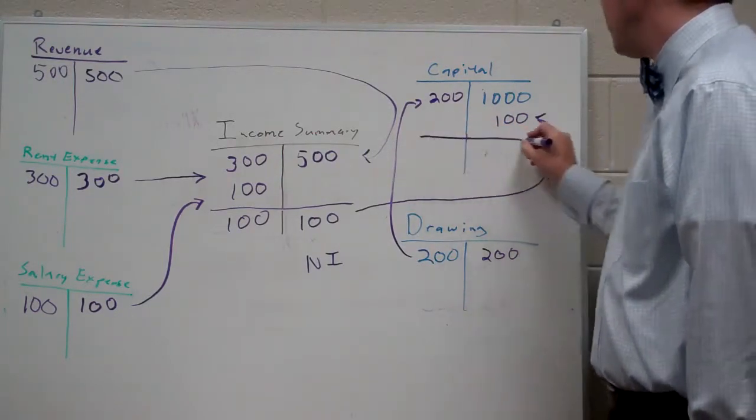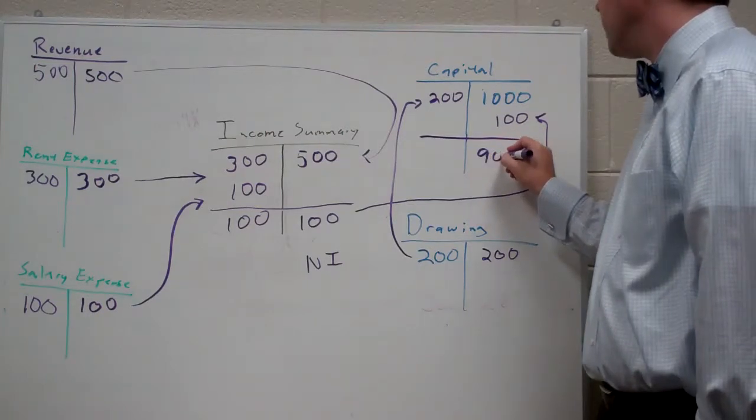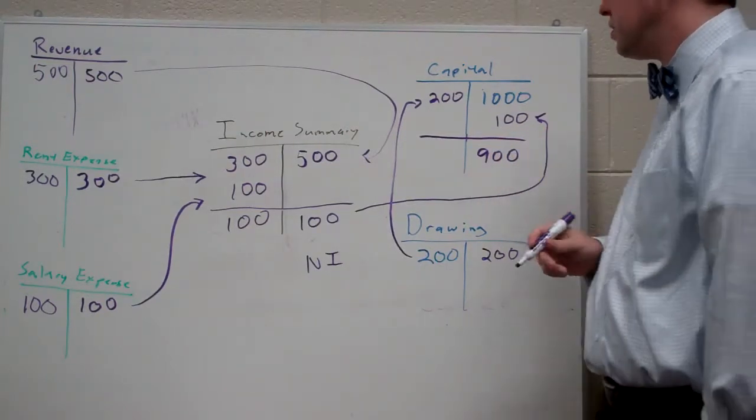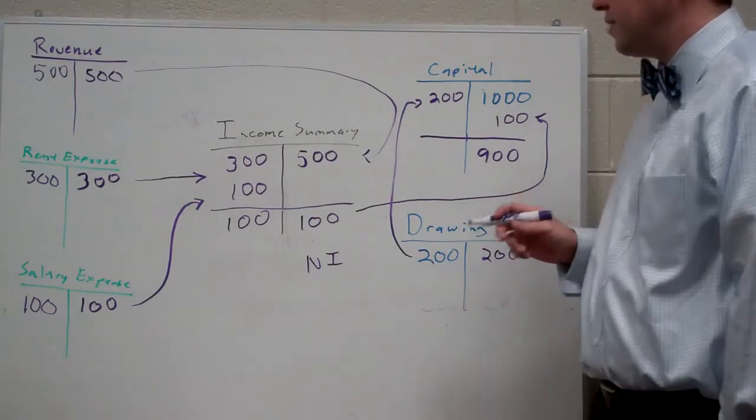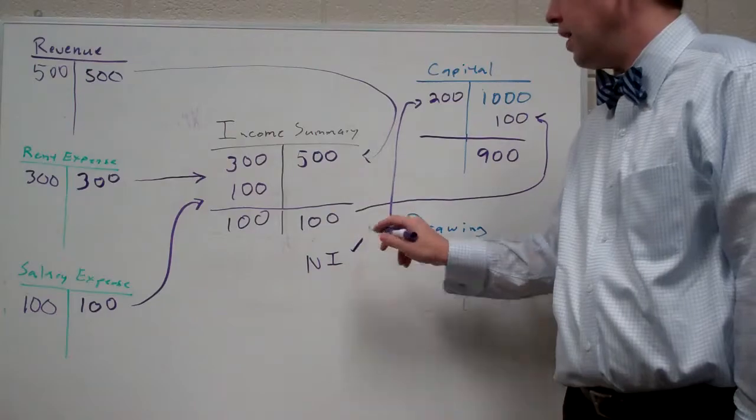So our capital account ends up with a $900 credit balance. That's what happens when we have net income.